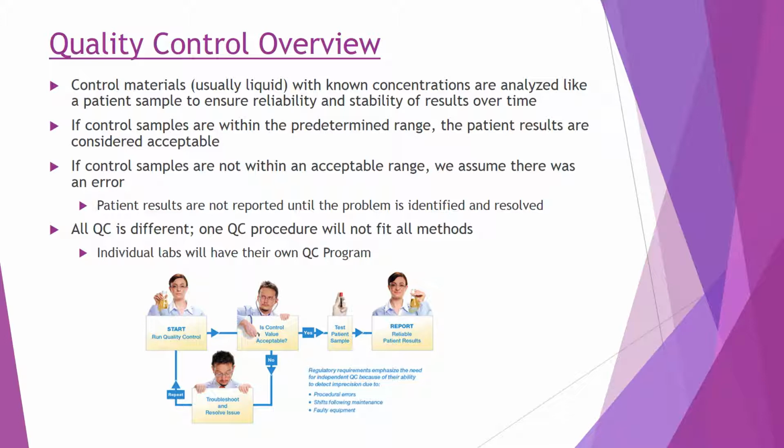And if you look at this image here, I like this diagram. It's kind of simple. So it tells you where you start and you run your QC. Is your control value acceptable? Yes, it is. So now we can test our patient and report those results. If your QC value is not acceptable, then you troubleshoot and resolve the issue, and then you run your QC again. And sometimes that little cycle happens more than once.